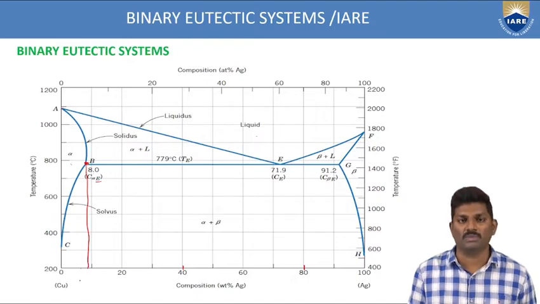So it is falling at this point. So my value, the copper value should be 8. So the same thing I have written here, 8.0. So the remaining silver should be 92%.